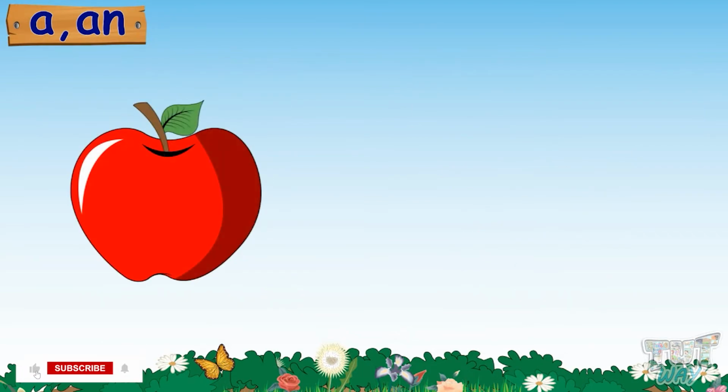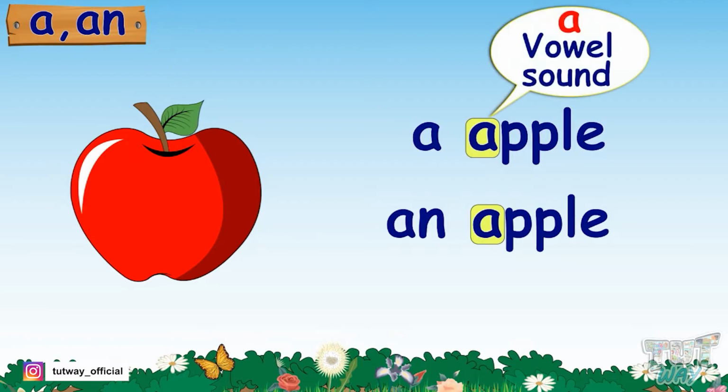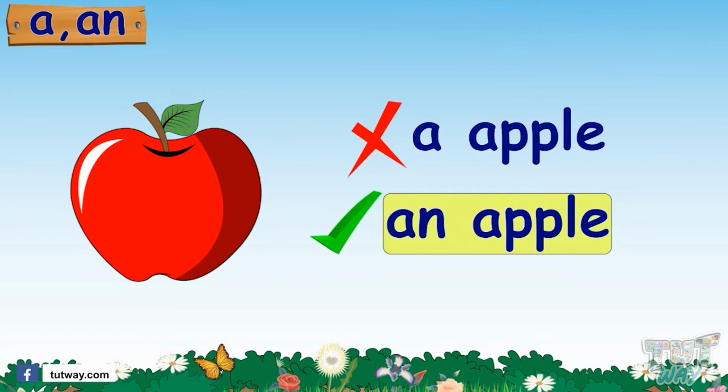What is this? We will say, this is an apple. This is a single apple, so we have to use a or an before it. But apple starts with the sound of a, so it is a vowel sound. So we will choose an from these. So it is an apple.